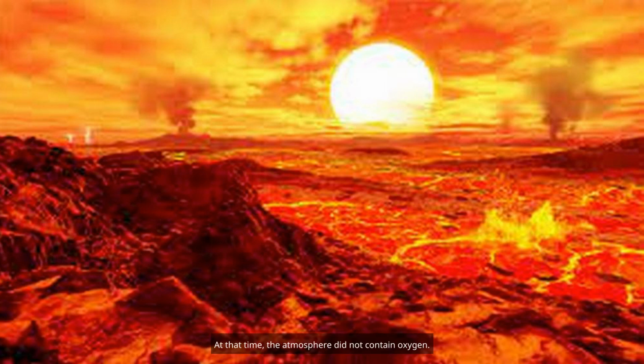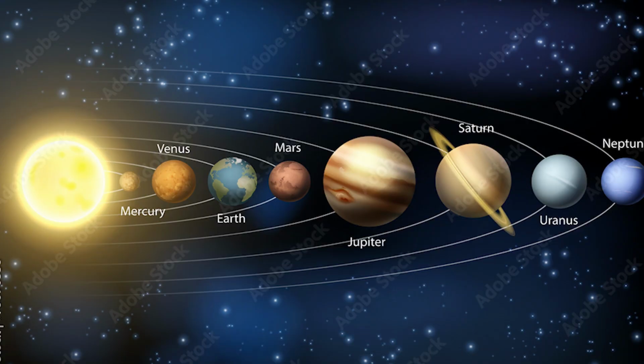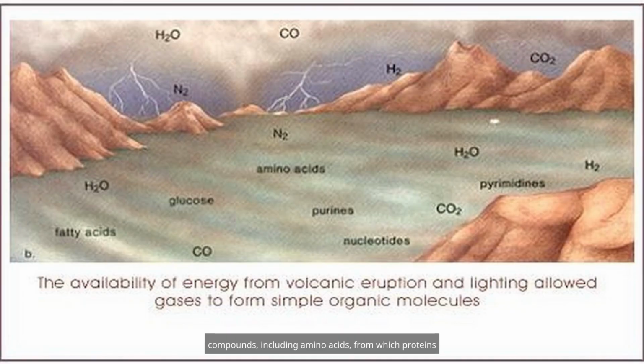At that time, the atmosphere did not contain oxygen. Oxygen is actually the result of the activity of living organisms, especially green microorganisms called cyanobacteria. A similar oxygen-free atmosphere still exists on the other planets of our solar system. It is precisely an oxygen-free atmosphere that creates favorable conditions for the formation of organic compounds, including amino acids, from which proteins are made. Oxygen would actually oxidize and thus break down organic substances.